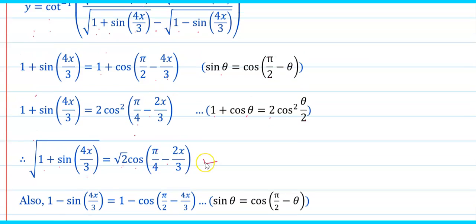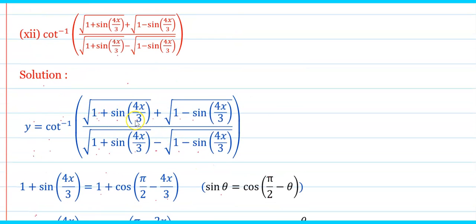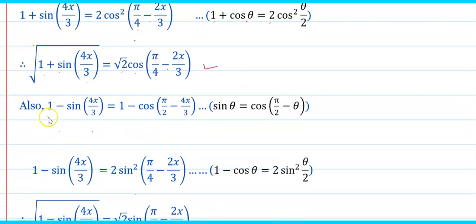We have to find two values. One is 1 plus sin of 4x upon 3 and another is 1 minus sin of 4x upon 3. Now see this, 1 minus sin of 4x upon 3. We'll convert it in terms of the cos. Sin theta is equal to cos of pi by 2 minus theta, that is 1 minus cos of pi by 2 minus 4x upon 3. Again, one more result: 1 minus cos theta is 2 sin square theta by 2.